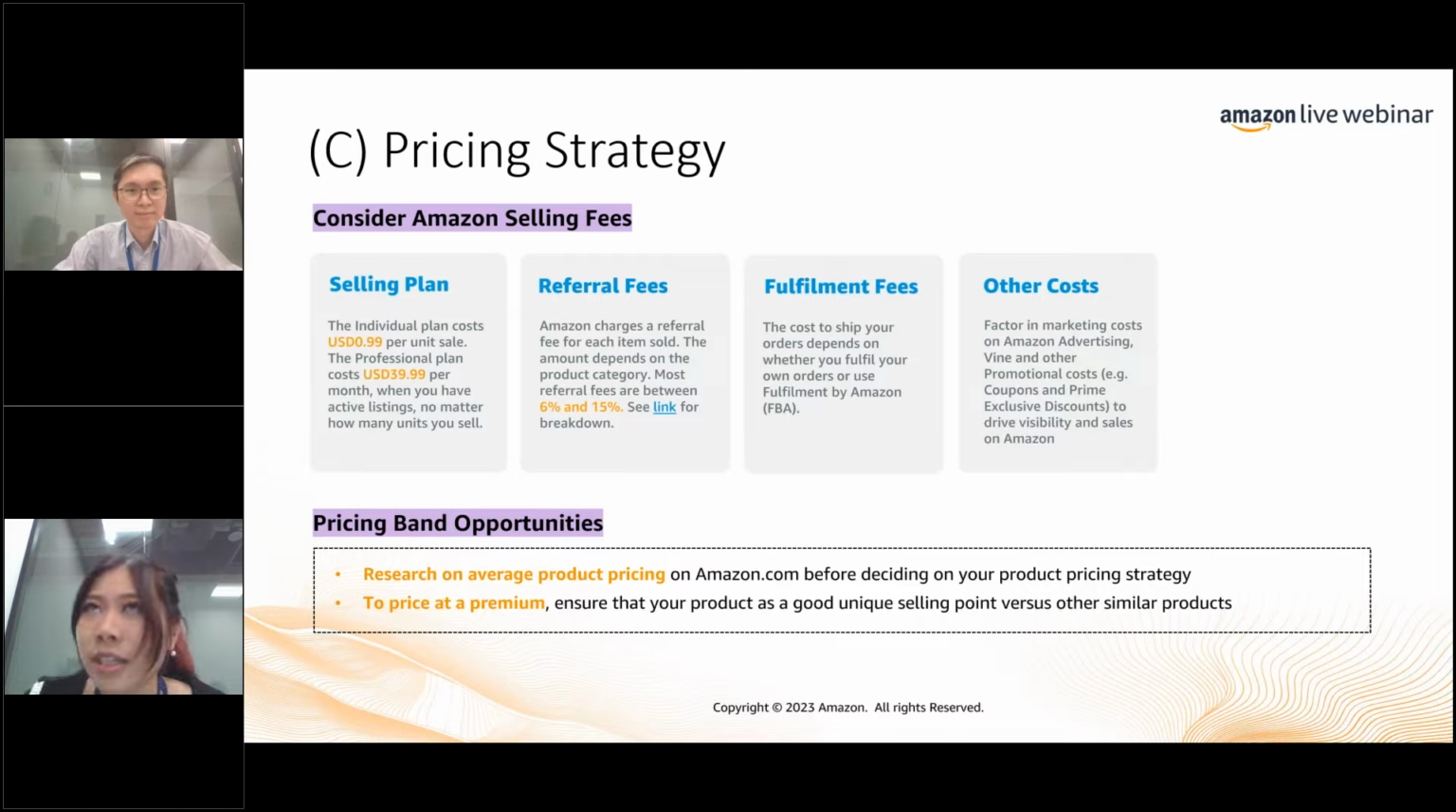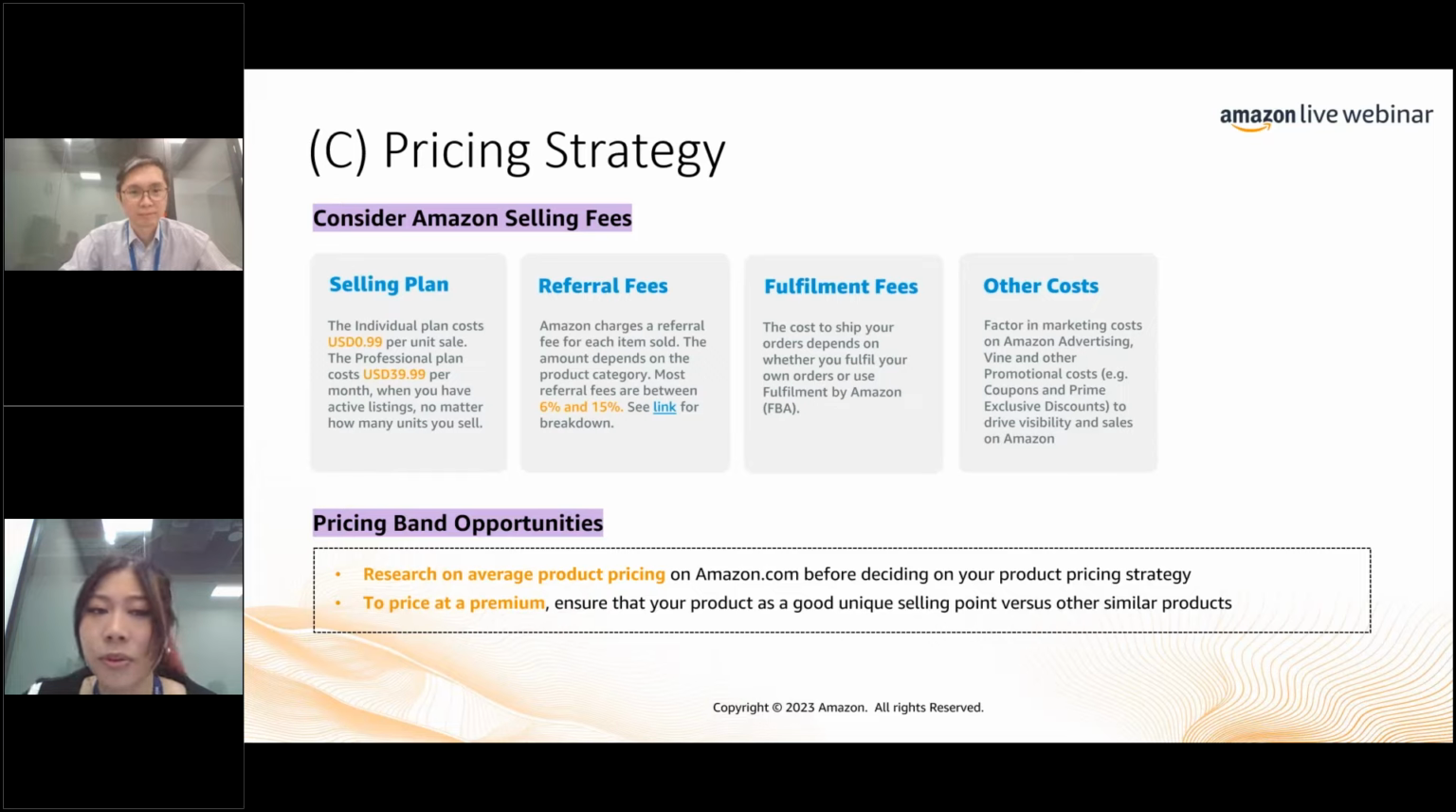But the good news is right now, let's say if you want to start selling with a professional plan, you do not actually have to pay $39.99. There's actually a $1 promotion. So you only have to pay $1 for 6 months. Yeah, so that's saving your money. This promotion will end, if I'm not wrong, in March or April next year. So take advantage of this promotion now to start getting an account if you haven't already done so.